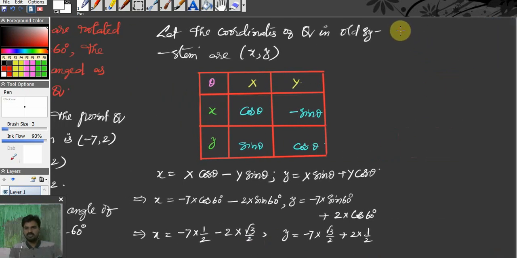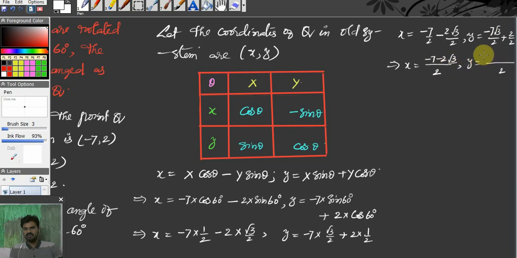Now small x is equal to here minus 7 by 2 minus 2 root 3 by 2. This is small x. Next small y is equal to here how much? Minus 7 root 3 by 2 plus 2 by 2. Now small x is equal to, both have the same denominator 2, minus 7 minus 2 root 3. This is small x. Next small y is equal to, here also denominator same, minus 7 root 3 plus 2. So they are the coordinates of a point in the world system.